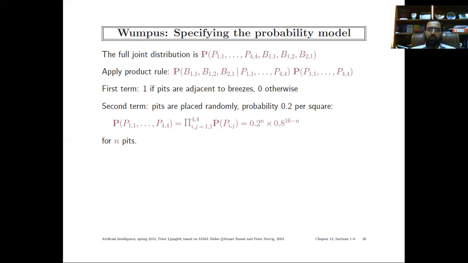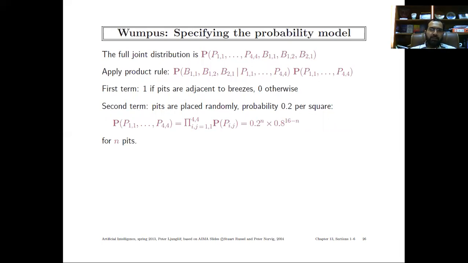If you apply the product rule, the probability of B11, B12, B21 given the pits at P11 till P44, multiplied by the probability of P11 to P44. First term: 1 if pits are adjacent to breeze, 0 otherwise. Second term: pits are placed randomly, probability 0.2 per square. It will be 1 when it is adjacent to breeze. Why? Because there is a condition that pit causes breeze in the adjacent square.